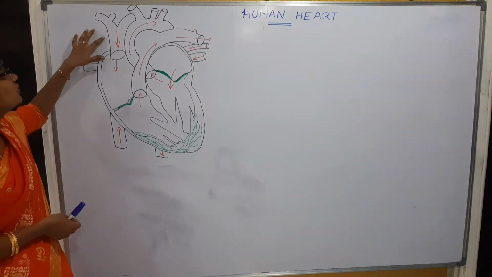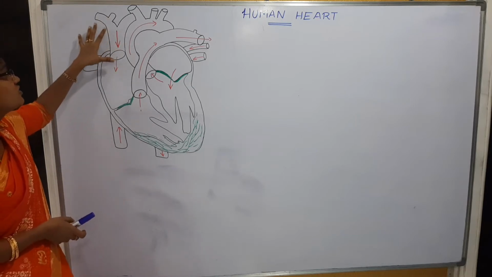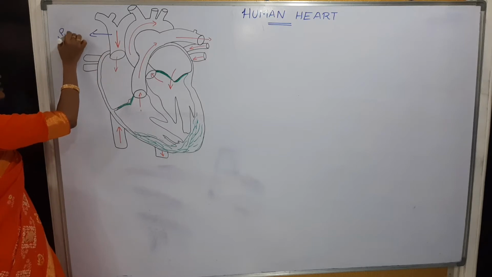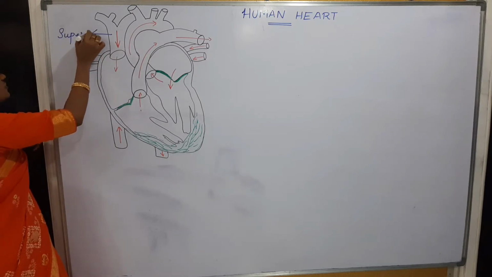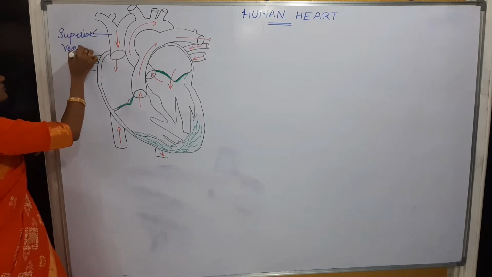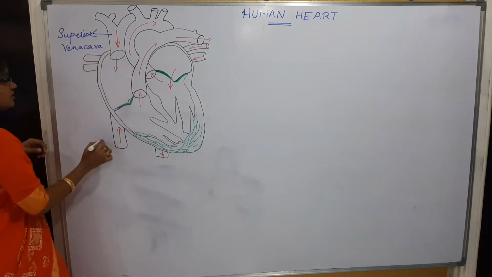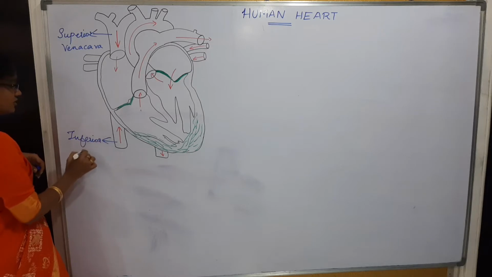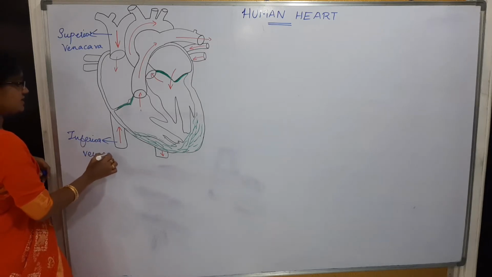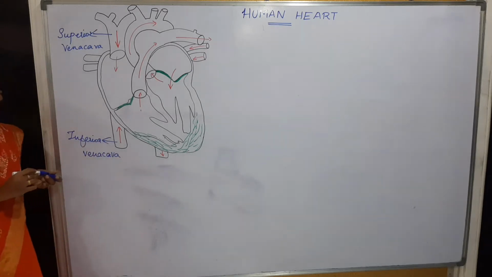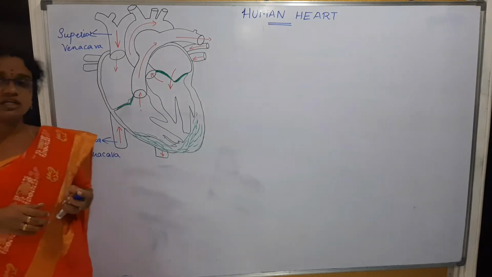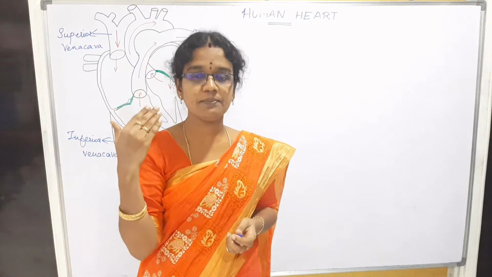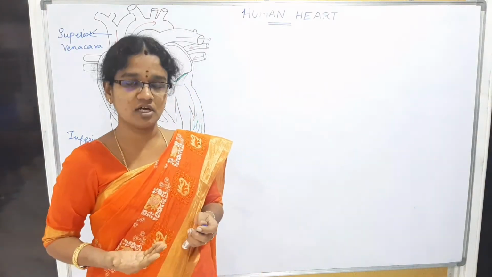This part is the superior vena cava, and this one is the inferior vena cava. So what do these parts indicate? The superior vena cava and the inferior vena cava are the vessels which receive the blood from the anterior part of the heart and the posterior part of the heart, right?